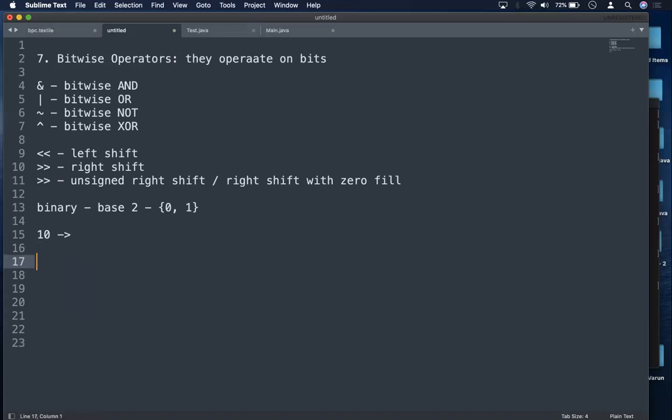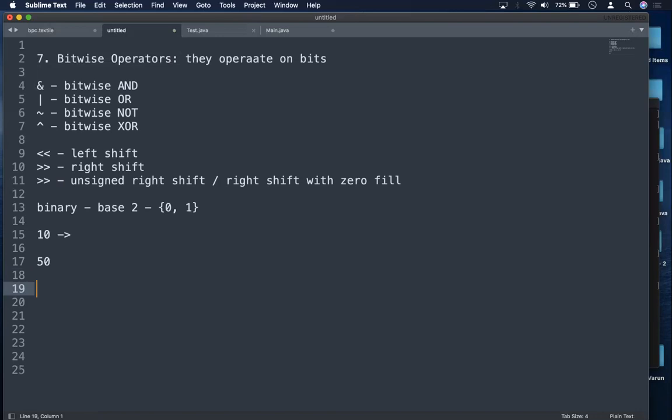So let's say I want to represent 50. 50 is in between which two powers? 2 power 5 is 32, and 2 power 6 is 64, right? It is between 32 and 64.